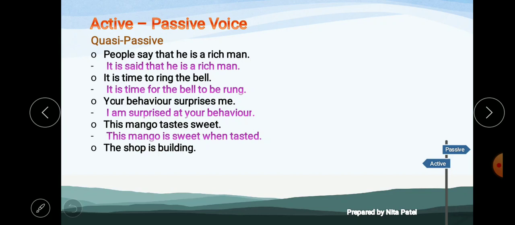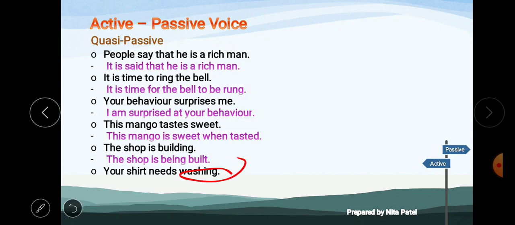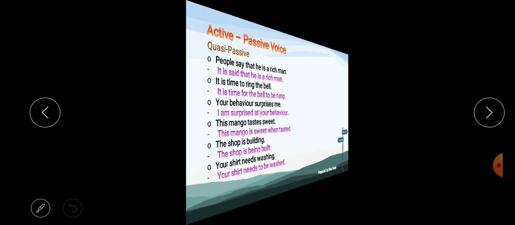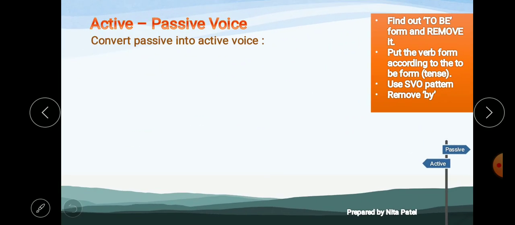The shop is building. Okay, present continuous. The shop is being built. I have just put to be form here and V3 form. That's it. Your shirt needs washing. Your shirt needs to be washed. Same thing, right? So that is what the quasi passive is.